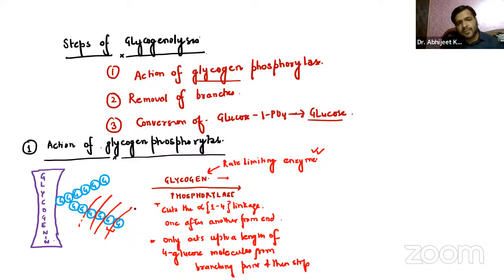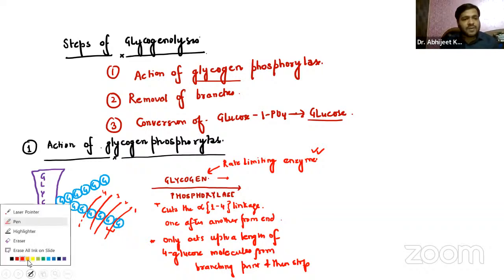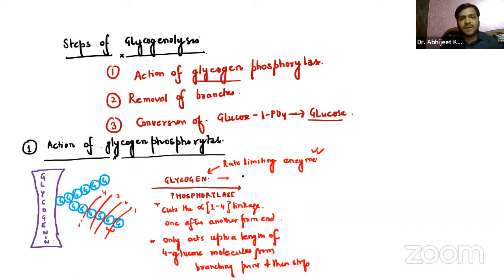Okay, so from the branching point 1, 2, 3, 4, it will cut 1 glucose at a time, and after 4 glucose are cut down, it will stop, right? Now that is something you have to remember. Now glycogen phosphorylase, again another important question that is being asked in the exam.